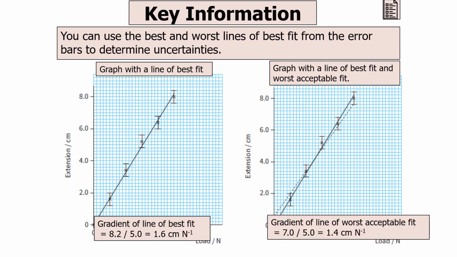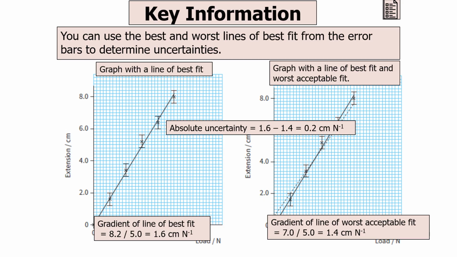So in this left hand side one, the gradient is going to be change in y over change in x, which is 1.6. Then the gradient of the worst acceptable fit line is 1.4. So at that point the absolute uncertainty is the difference between the two, which is 0.2. If we then wanted to find the percentage uncertainty, it would be 0.2 divided by the gradient of the line of best fit, which is 1.6, times 100.